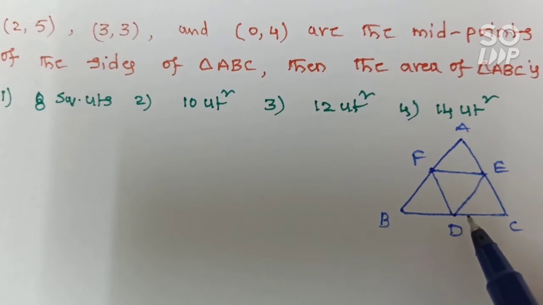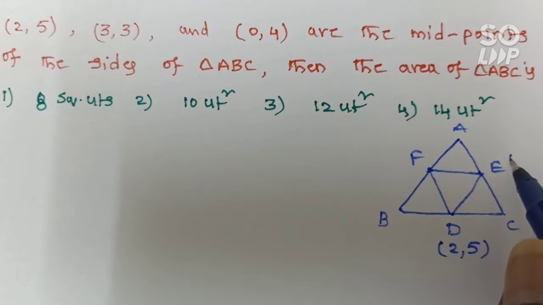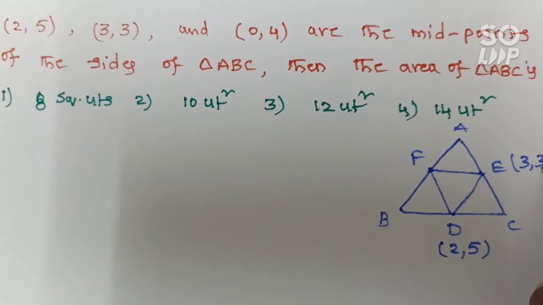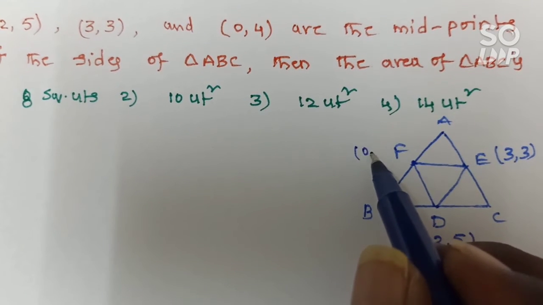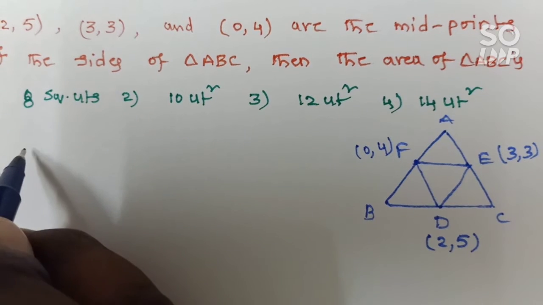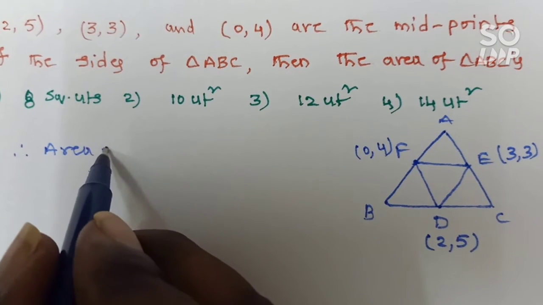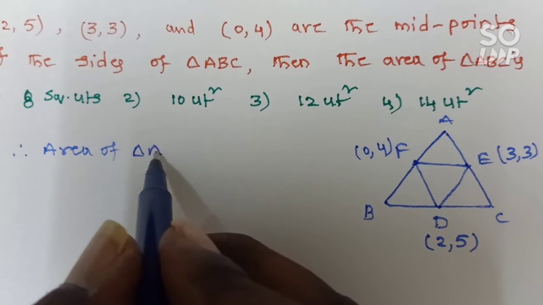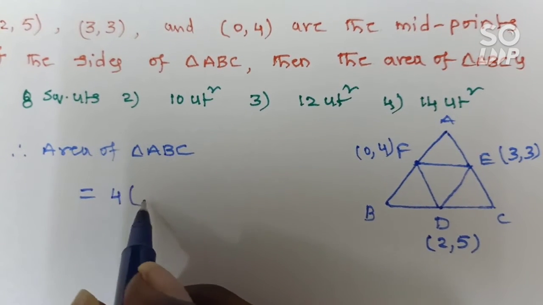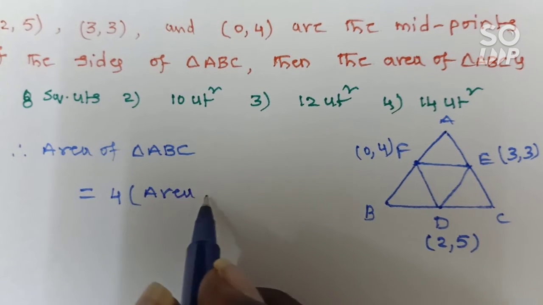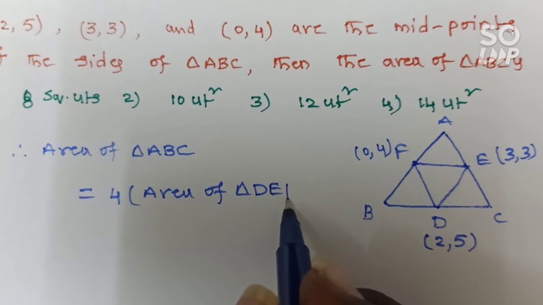Here in this one, D is (2, 5), E is (3, 3), and F is (0, 4). Therefore, the area of triangle ABC is equal to 4 times the area of triangle DEF.